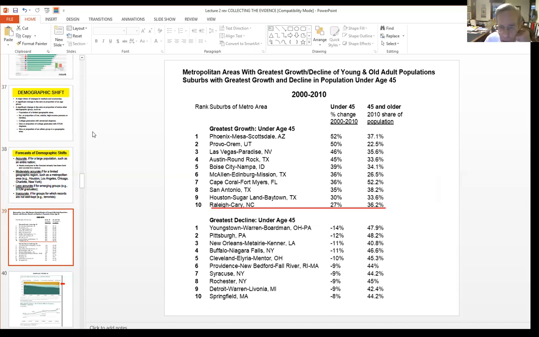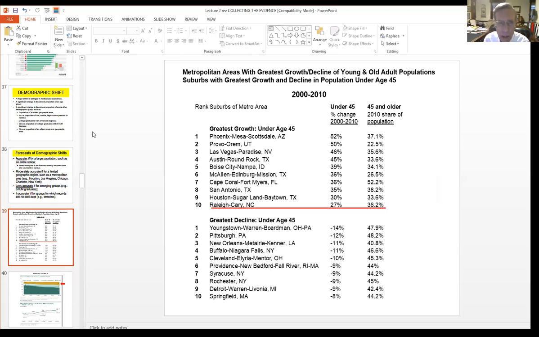What is the difference between the top group and the bottom group? By this time, you've probably figured out the top group is in the South and the West, and it's where industry is growing for a variety of reasons, but it's in the South and the West. Where do we find the metropolitan markets in the bottom?